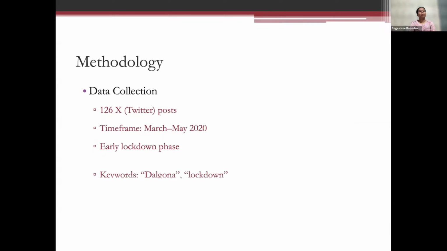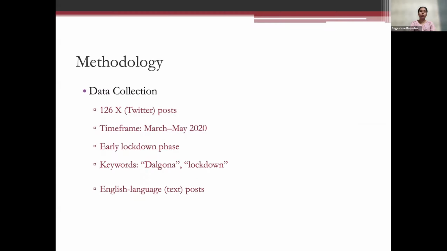So in my methodology, as I already mentioned, I'm going to look at the platform X, and I have looked at posts from March to May 2020, which was the period of early lockdown in major parts of the world. I have collected a total of 126 posts using the keywords Dalgona and lockdown. I have focused mostly on English language posts, which are in text format, and I have avoided images and videos in this study.